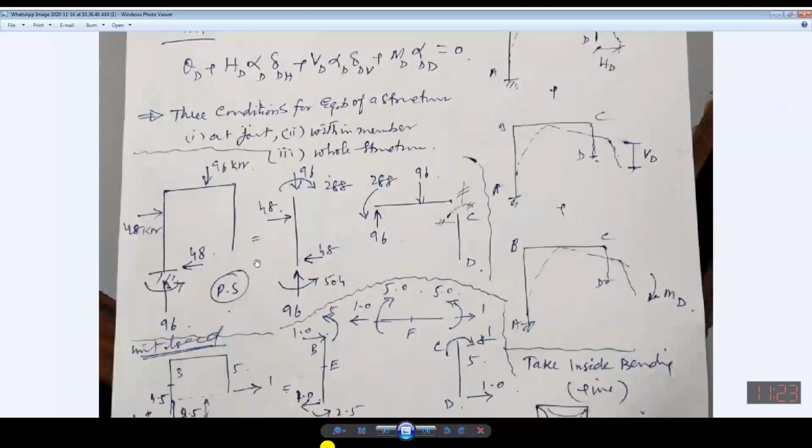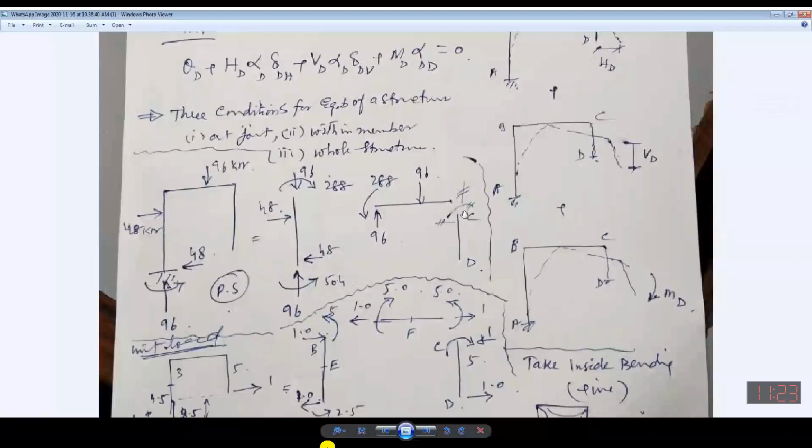Now, if I consider this joint, you can see 288 in this direction, 288 in this direction. This is downward, this is upward. So balanced. Similarly, for this member, 96 downward, upward. And if I talk about the 288, 96 into this distance will be 288.